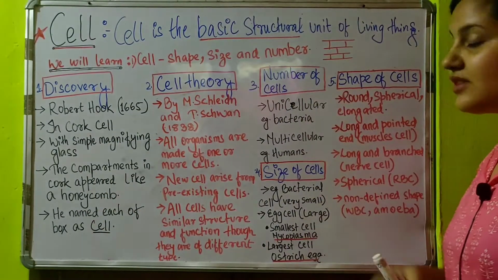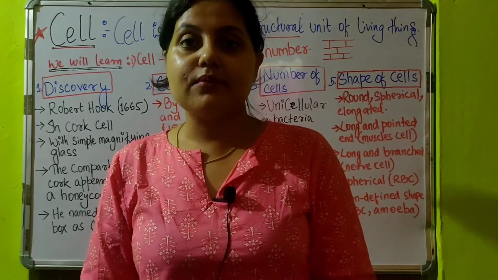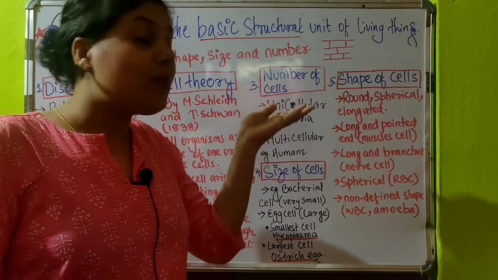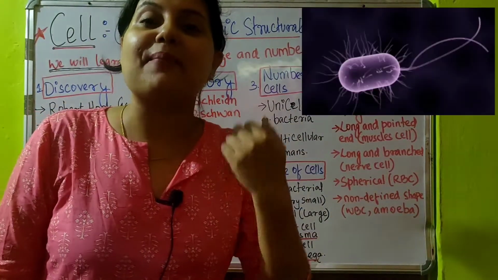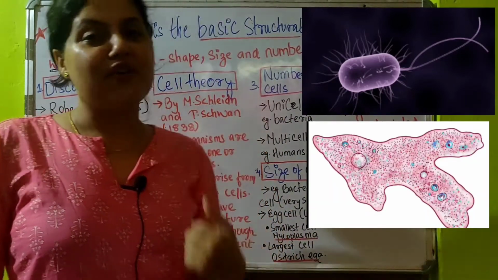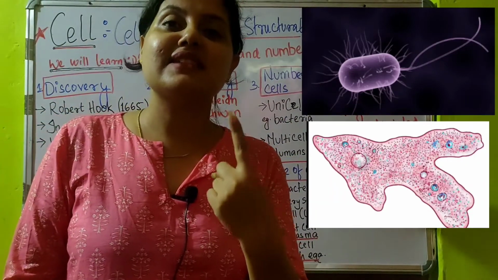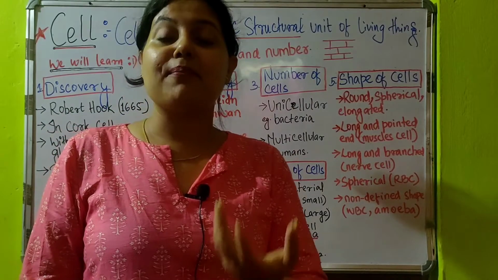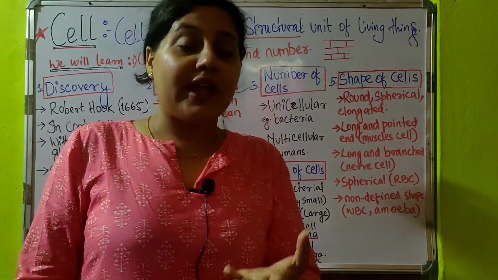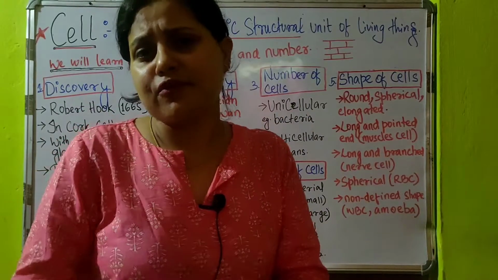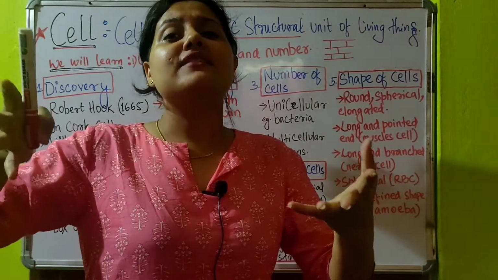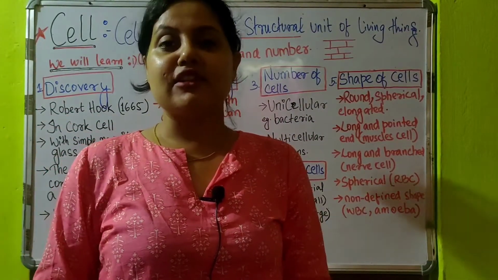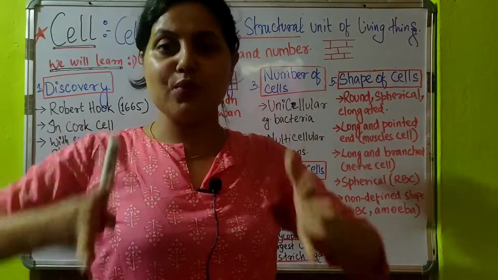Now coming to the number of cells. Depending on the organism, they can be unicellular or multicellular. When we talk about unicellular organisms, you can take the example of bacteria, you can take the example of amoeba. They are made up of a single cell. Uni means one. When we talk about multicellular organisms, they are made up of more than one cell. That means two cells. If an organism is made up of two cells, they are also multicellular. If the organism is made up of millions or billions of cells, then also they are multicellular. We are multicellular organisms because we are made up of so many cells.